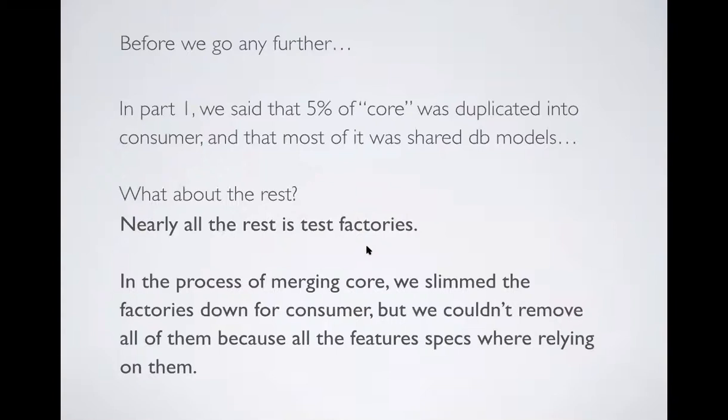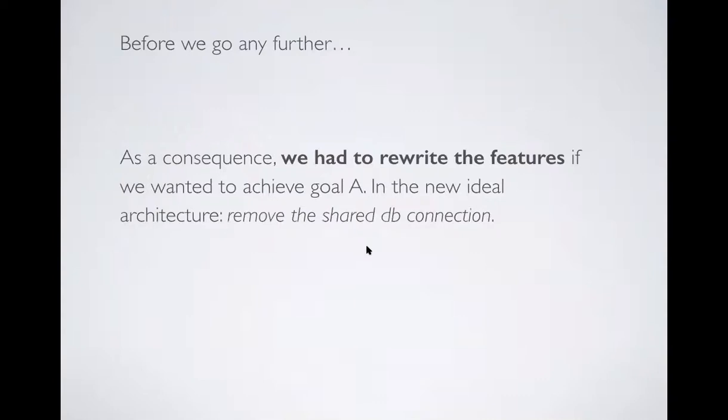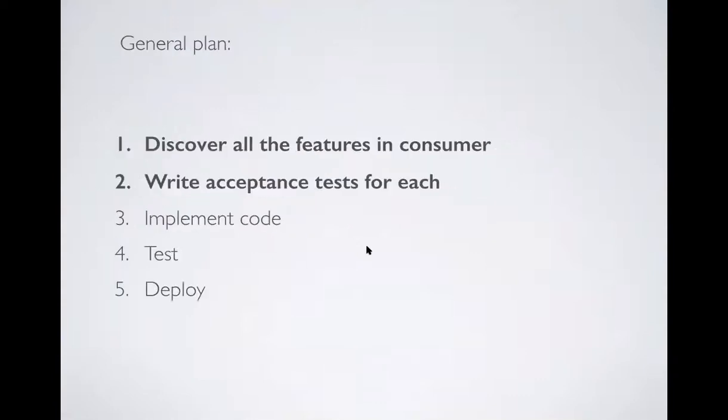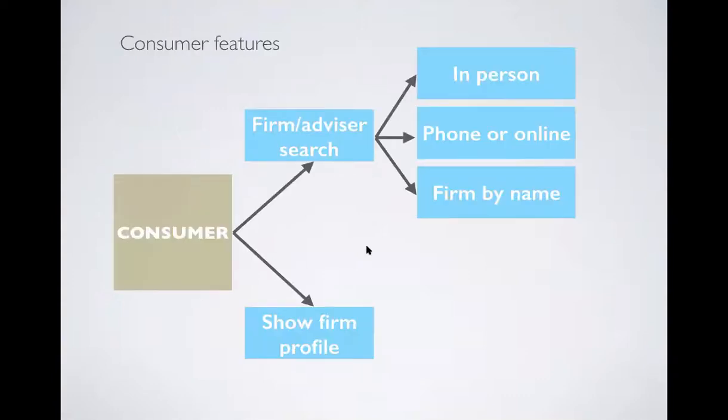So the rest is just test factories. I think it was important to clarify that this was the remaining bit. As a consequence, we had to rewrite the features, because I didn't mention it here, but these features were written using RSpec, and it was also quite hard for us. We're used to using Cucumber here at Masso. We felt we needed to rewrite these features, and it's a good exercise for us to understand the features and to remove the shared database connection, because if we do that, then we don't need the shared database connection anymore for the tests, at least. The code is something we will have to deal with later on. So that was the general plan: discover the features in consumer, write acceptance tests for each, even if they were unimplemented, then implement the code, test, and finally deploy.